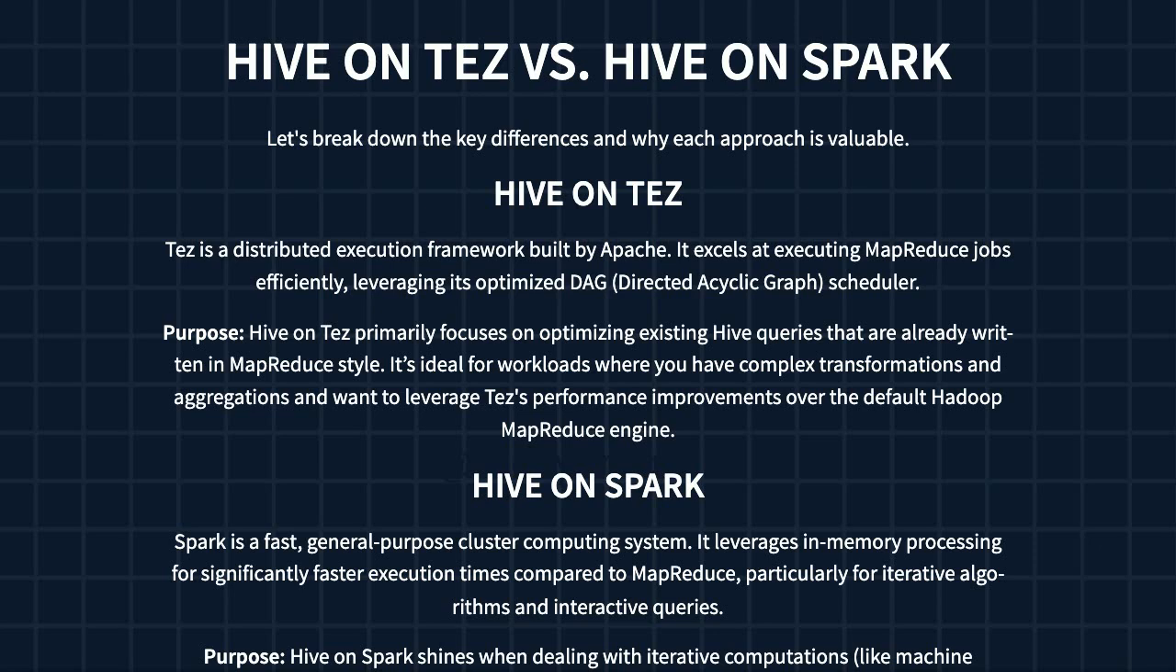Then we have Hive on Spark. Spark is like a lightning bolt. It processes data much faster, especially if it can keep things in memory. This makes Hive on Spark great for things like machine learning or when you need really quick answers from your queries.